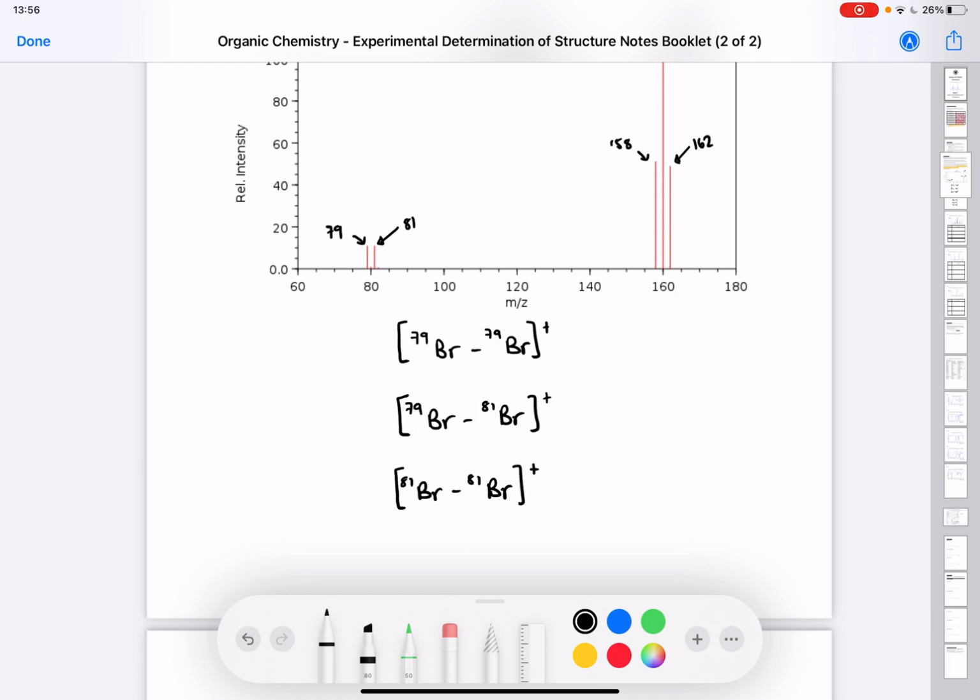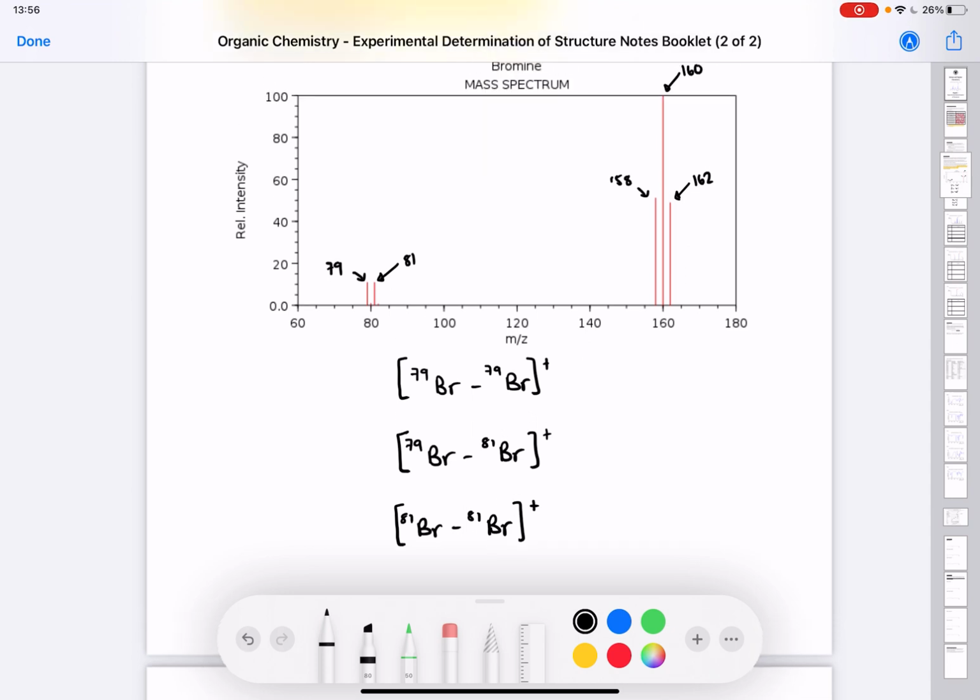So the peak at 158 would belong to that structure there. The peak at 160 would belong to this one here, and the peak at 162 would belong to this one here.